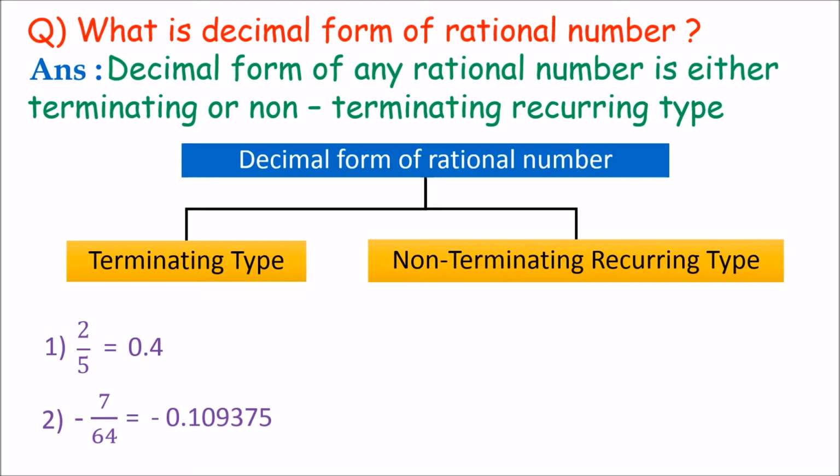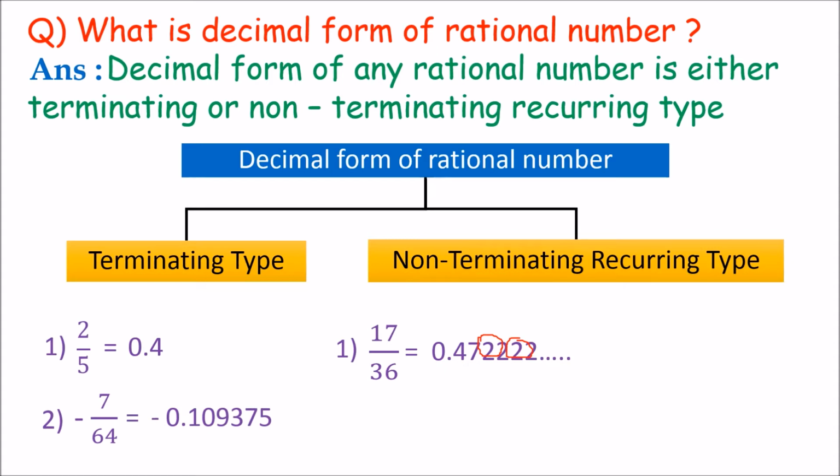Now we will see non-terminating recurring type. Here we have the example 17 upon 36. If we divide 17 by 36, you will get 0.47222222. The division is endless, so it is non-terminating, a never-ending division. And you can see that the digit 2 repeats again and again. That's why it is recurring type.